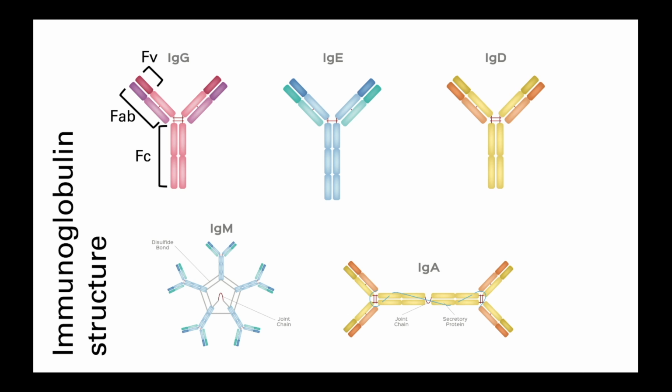IgA typically occurs as what we call a dimer, so it has 2 of these antibody structures joined at the foot end of the molecule, or what we call the Fc region of the molecule, by a structure called the J chain, or the joining chain. And then this dimer is further stabilised by the presence of a secretory component that spans the 2 molecules.